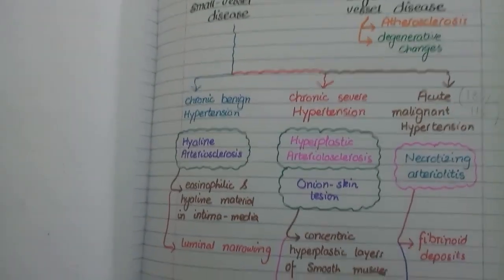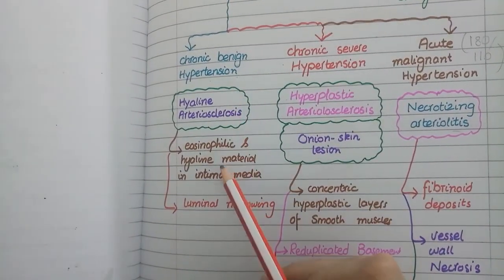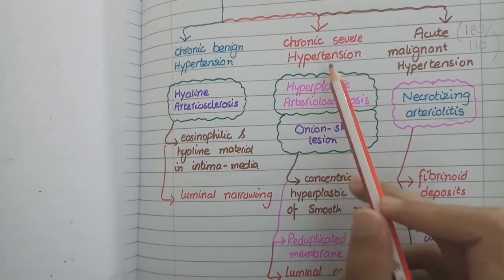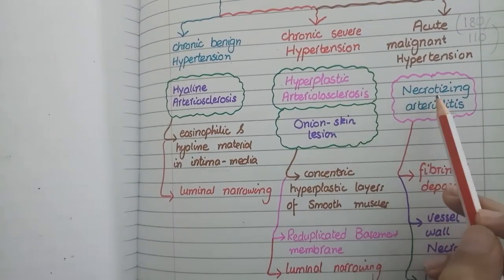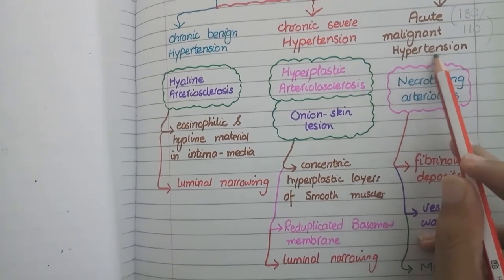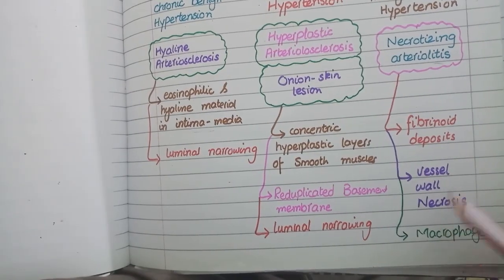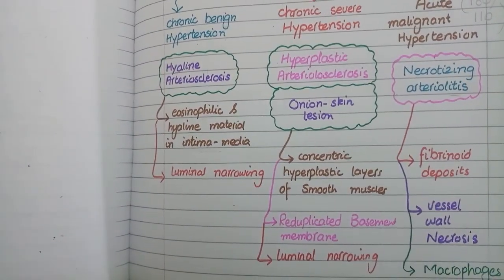So in summary, hyaline arteriolosclerosis occurs in mild hypertension and causes hyaline thickening of the tunica intima. Hyperplastic arteriolosclerosis occurs in chronic severe hypertension and causes hyperplasia of smooth muscles in onion skin fashion. Fibrinoid necrosis or necrotizing arteriolitis occurs in acute malignant hypertension and is accompanied by necrotic cells and macrophages along with the fibrinoid deposits. So this concludes hypertensive vascular disease.